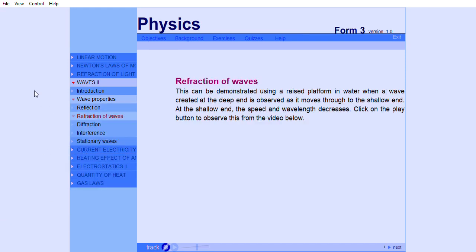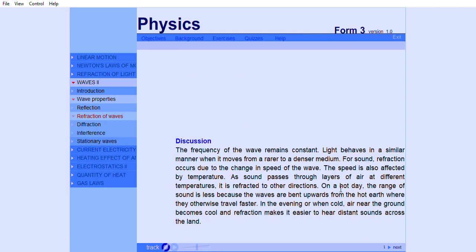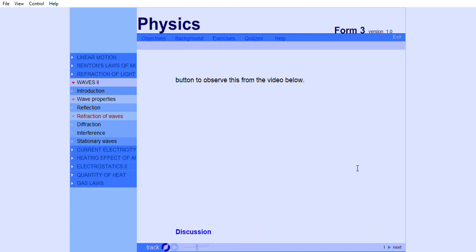Refraction of waves. This can be demonstrated using a raised platform in water when a wave created at the deep end is observed as it moves through to the shallow end. If the depths of water are different, the direction of the wave changes. At the shallow end, the frequency of the wave remains constant. Light behaves in a similar manner when it moves from a rarer to a denser medium.